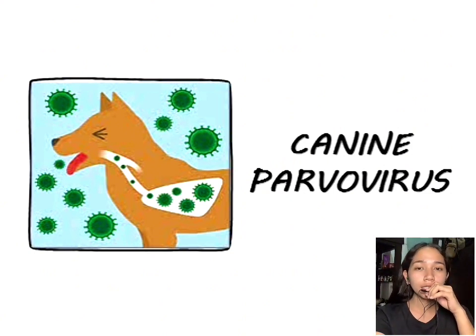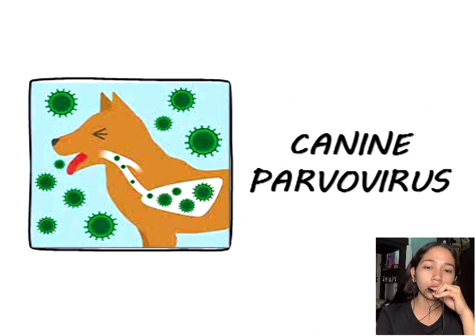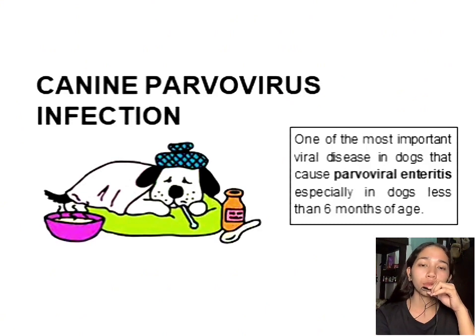Another important canine disease is the canine parvovirus. Canine parvovirus is one of the most important viral diseases in dogs that cause parvoviral enteritis, especially in dogs less than 6 months of age.